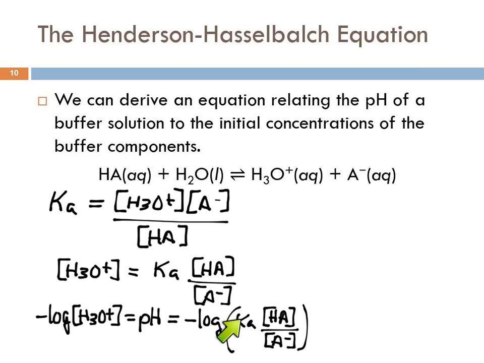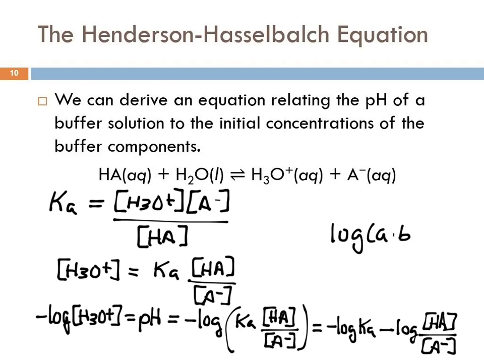So here I have the log of numbers that are multiplied. That means I can take the negative log of Ka plus the negative log of the other part. This one's going to end up kind of going in circles. So negative log of Ka minus the log of HA over A minus. You okay with that? Because I have Ka times this. I don't want to split that up for my own personal reasons. I think they look nice together. What we're doing is the log of A times B equals the log of A plus the log of B. That's the algebra principle we're using.